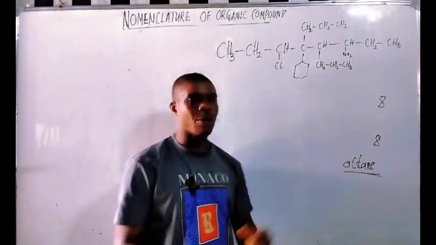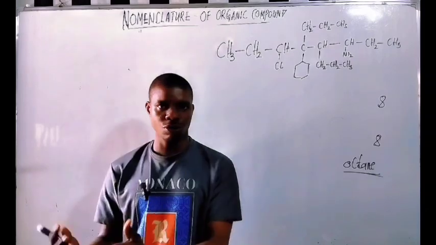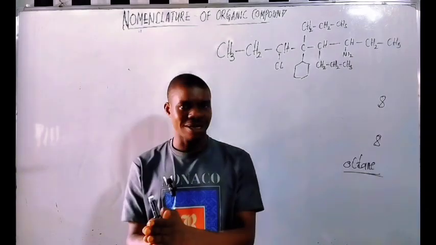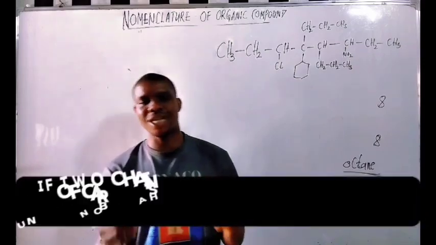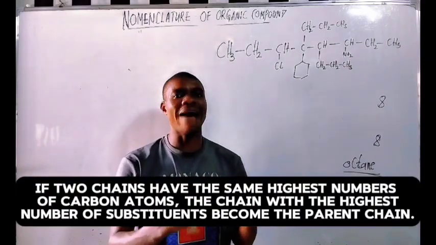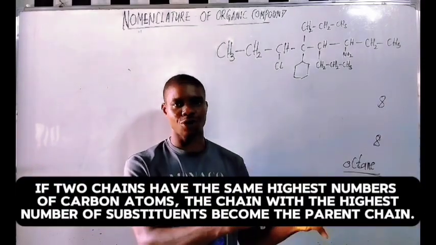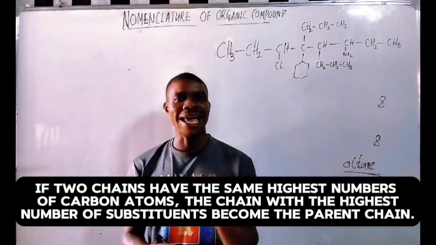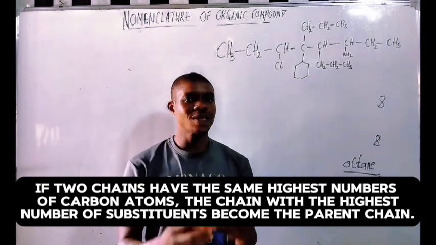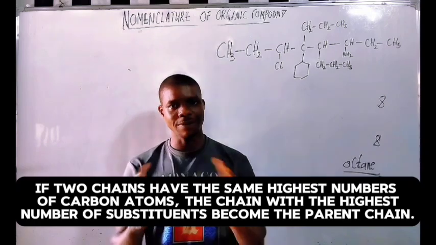Now, we are going to move to the second rule, naming of the alkane. If two chains have the same highest number of carbon atoms in the compound, the chain with the highest number of substituents becomes the parent chain. Do you understand? I will explain to you.